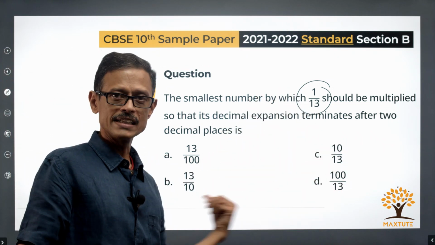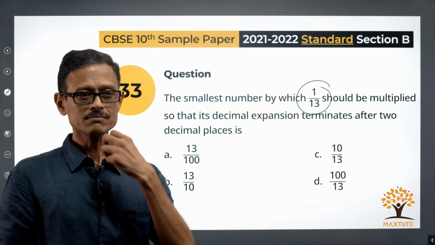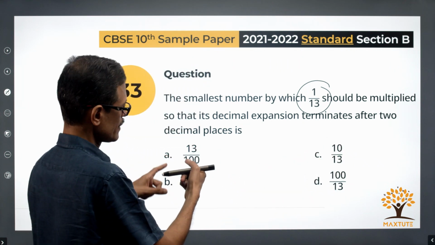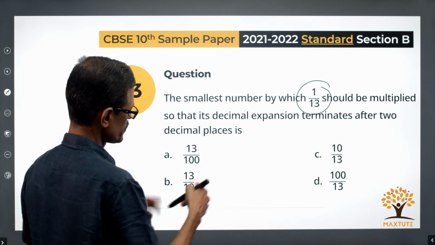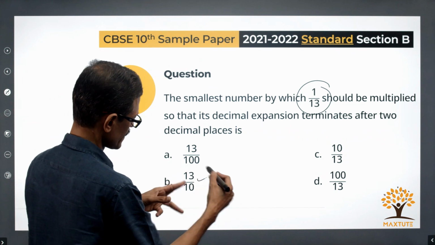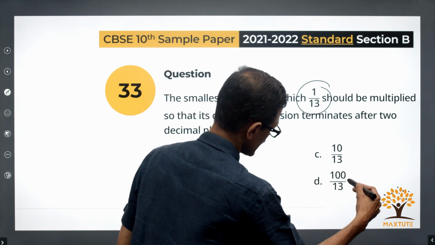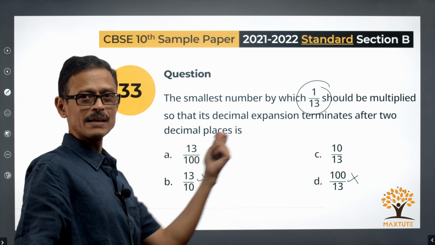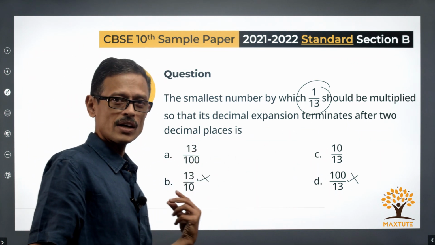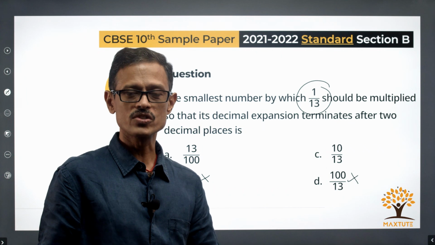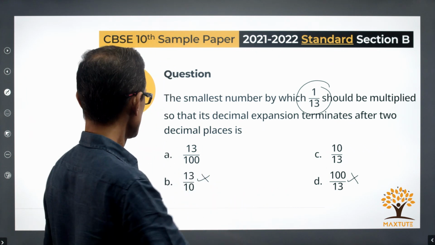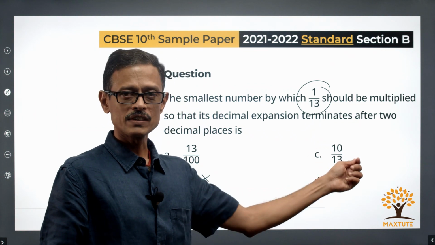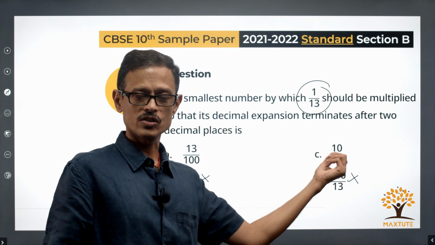Alternatively, you could have substituted each of these values and figured it out. The only contenders are 10 by 13 versus 13 by 100, right? 13 by 10 is definitely greater than 1. 100 by 13 is also greater than 1. So these two are large numbers. 10 by 13 and 13 by 100 are the two smaller numbers. So I wouldn't even substitute B and D if I'm going from answer options. I'll substitute A and C and check out whether C gives us the answer, which is a 2-digit number.